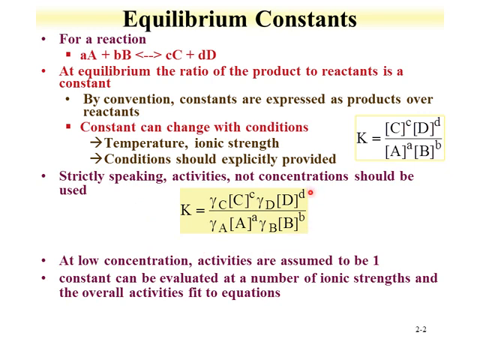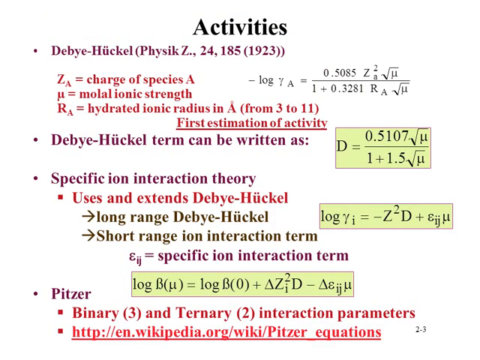which are listed in this equation here. We have activity coefficients. At low concentrations, activities are assumed to be 1. And what one could actually do to try to evaluate some of these activity coefficients is to examine constants over a range of ionic strengths and fit the activities. Now there's a number of different equations that are used to evaluate activities. One of the earliest is the Debye-Huckel equation listed here.